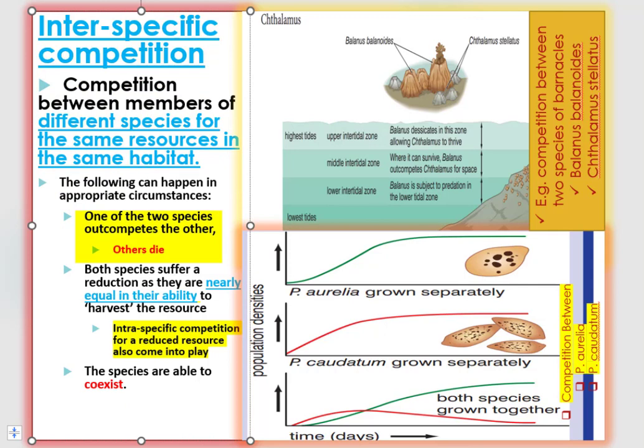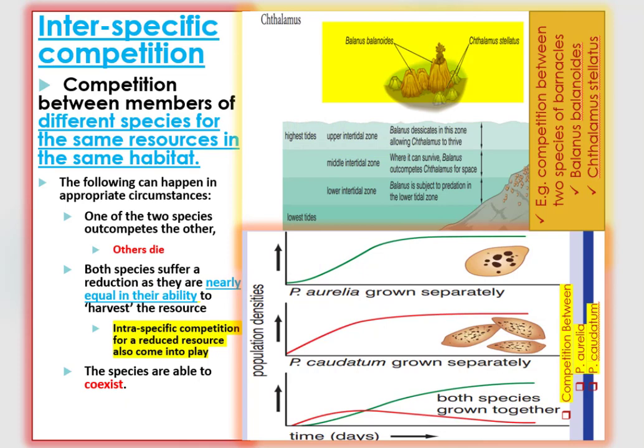The others can die out. The second event is both species suffer reduction as they are nearly equal in their ability to harvest the resources. In this case, intraspecific competition for reduced resources also comes into play. The third event in interspecific competition is the species are able to coexist. This can happen when they are equal in their ability and the resources are plentiful.